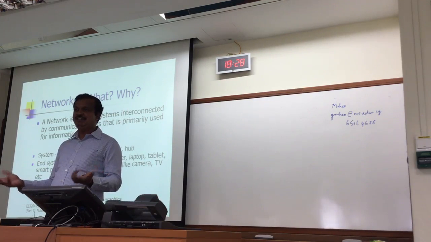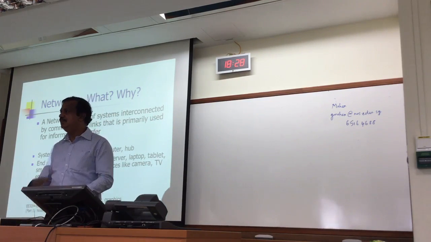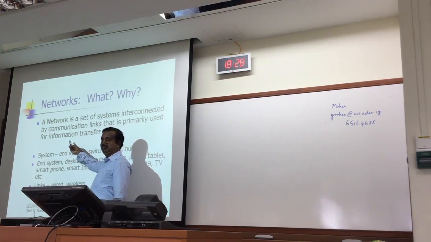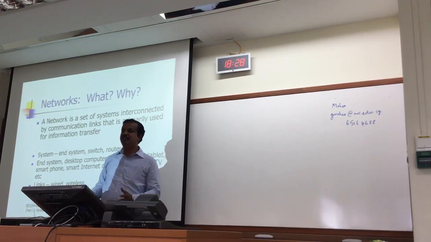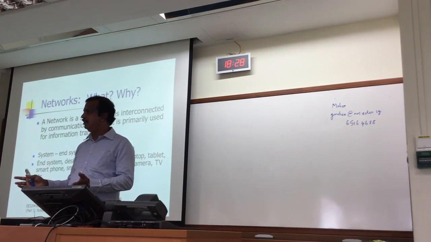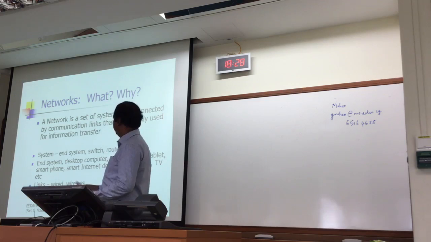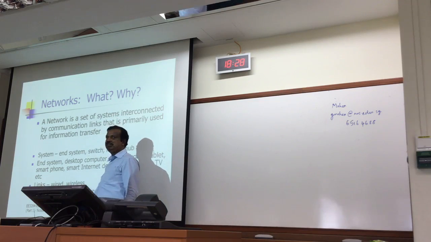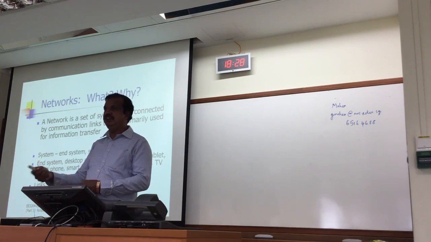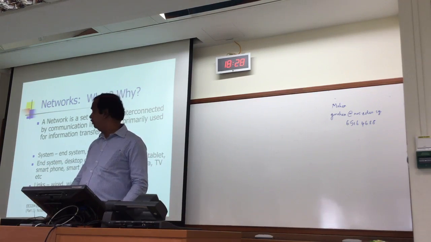There could be many definitions. This is one definition. I use generic terms like systems, information transfer, etc., because when we say system, it has its own meaning. There are many things which can be a system. But these systems are connected by communication links, those links which are used for communicating data from one end to the other.